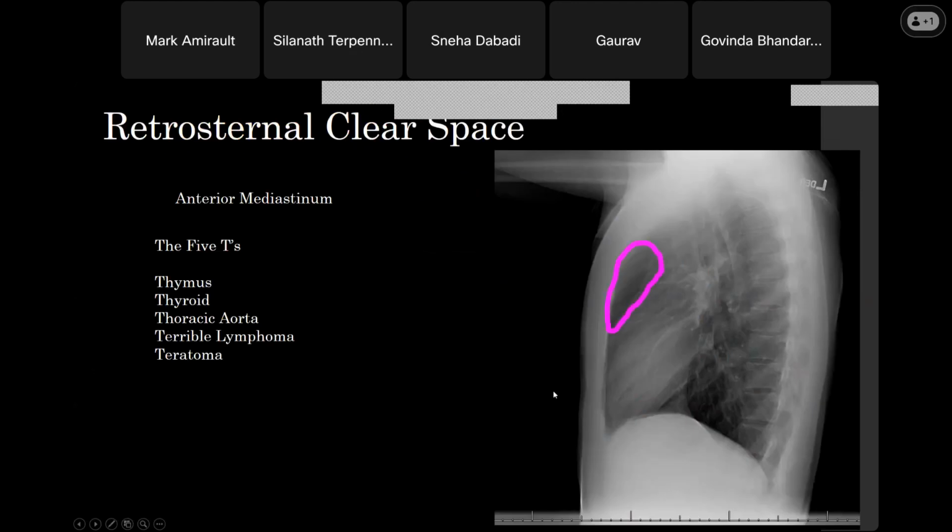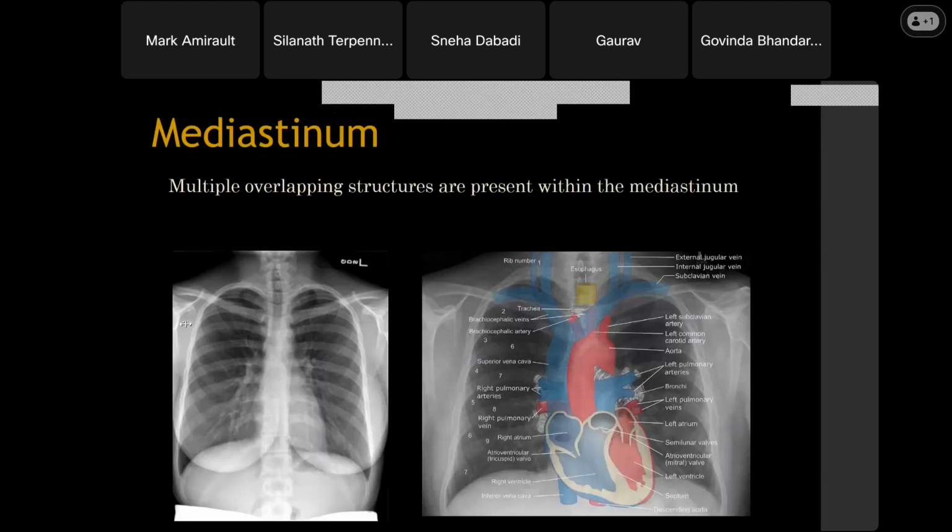On the other side, we have our left ventricle here. You see a little bit of the left atrium. And then our aortic arch, something we look for commonly. We can also see our superior vena cava and inferior vena cava over here.